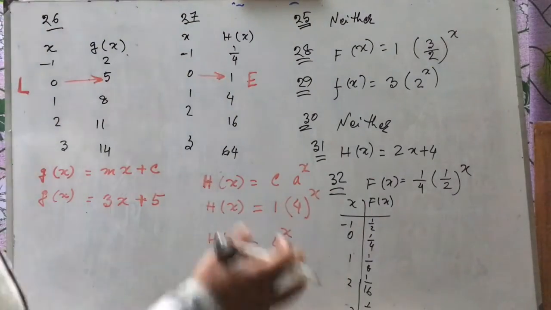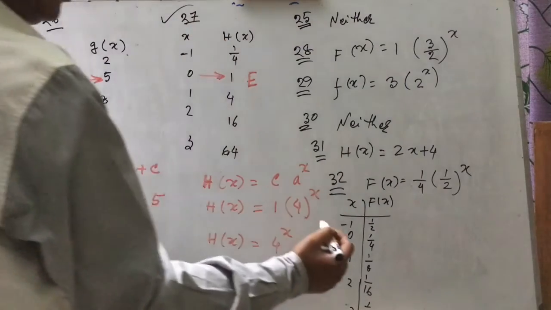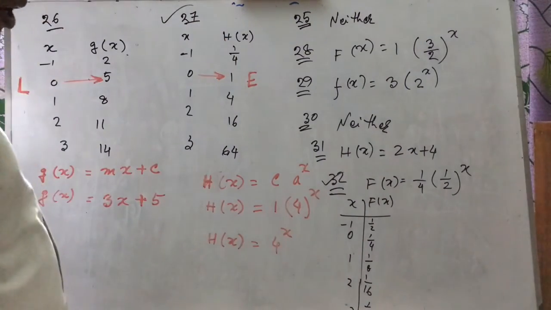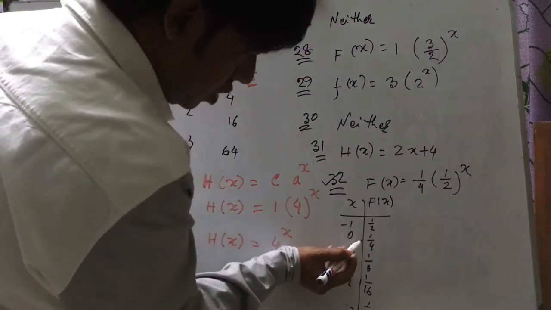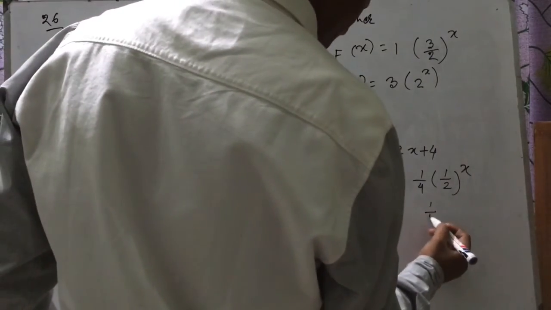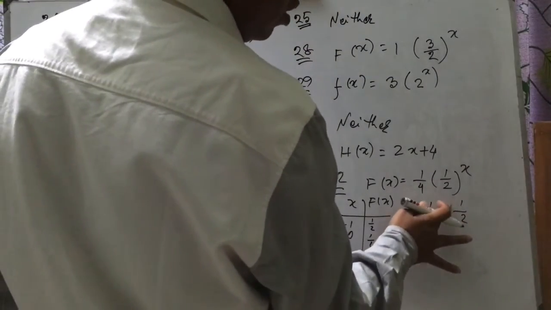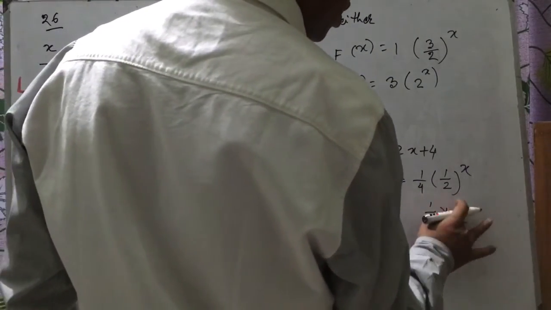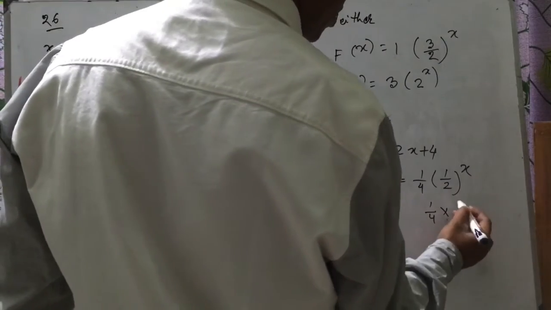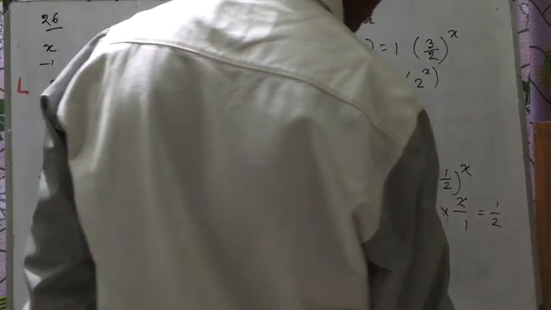The basic idea will remain the same. This is exponential, so it will match with the earlier examples. How do I know it is exponential? Because you see 1 by 4 divided by 1 by 2. When it is division, you make it multiplication: 2 goes up, 1 comes down, and with the cancellation, the answer is 1 by 2.